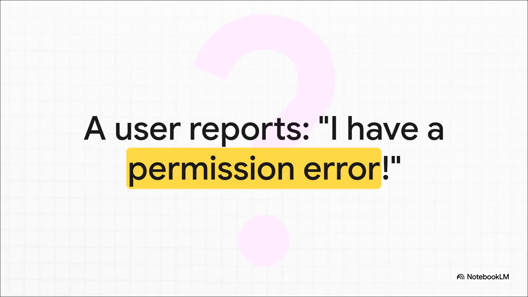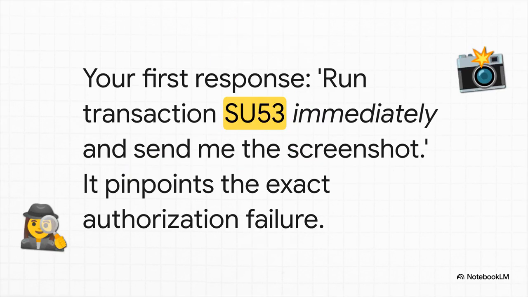Okay, here's a scenario that every single consultant faces probably every day. You get a frantic call from a user and they say, "The system won't let me do my job. I have a permission error." What do you do? Your first response should always be this. You tell them, the instant that error pops up, run transaction SU53 and send me a screenshot. What this does is generate a perfect report showing the exact authorization check that failed. That one screenshot tells the security team precisely what they need to fix. It saves hours, literally hours, of guesswork.